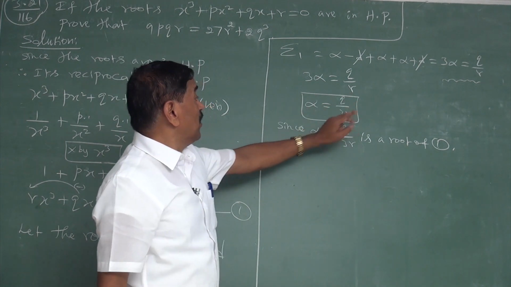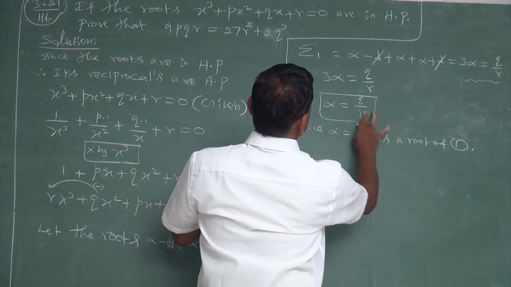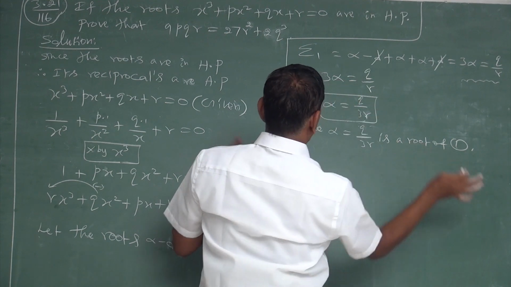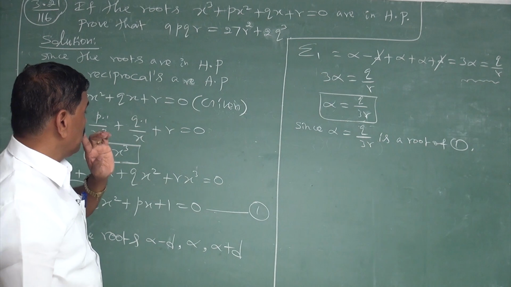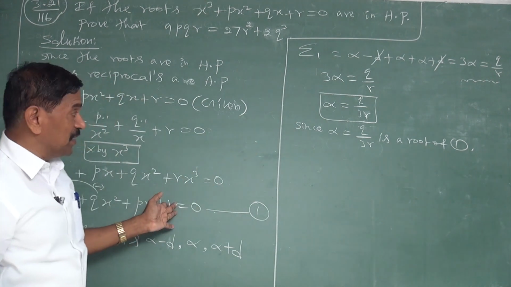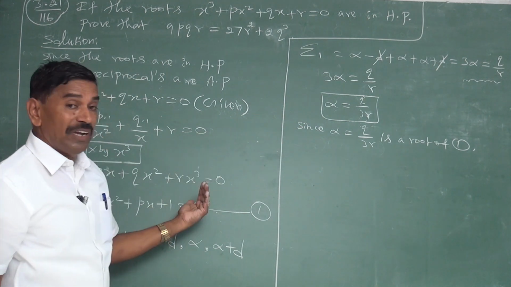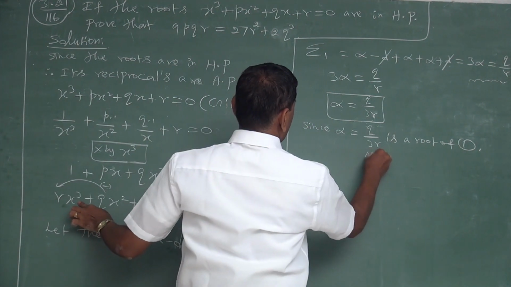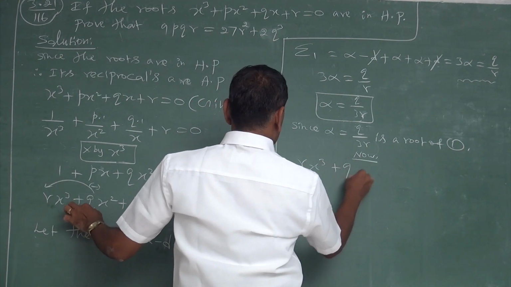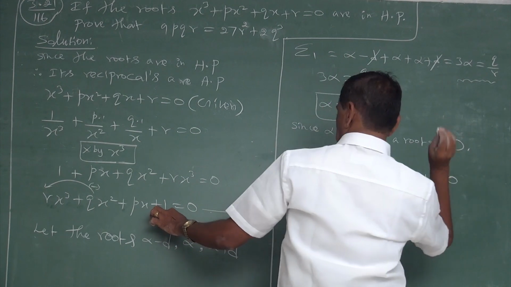Since alpha equal to q by 3r is a root of the first equation, it must satisfy the equation, which means take the equation and replace x by alpha, then substitute the alpha value, and we are going to get the answer. Now listen. Take your given equation, that is rx cube plus qx square plus px plus 1, which is equal to 0.